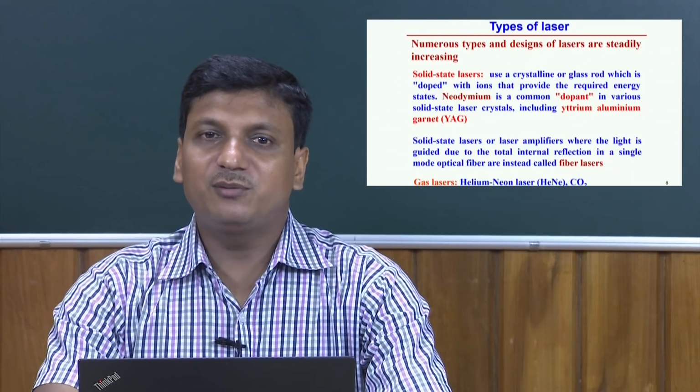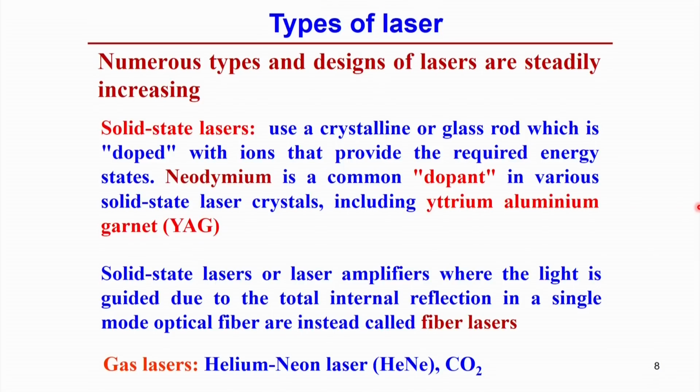Now, there are several types and designs of lasers, and day by day there is increasing use of lasers and new designs are also coming out. But normally, we can categorize them in such a way that one is the solid state laser. In a solid state laser, basically a crystalline glass or rod is the lasing medium, which is doped with ions, and that provides the required energy state. Neodymium is the common dopant in various solid state laser crystals, including yttrium aluminum garnet, the full form of YAG, that we use as the YAG laser.